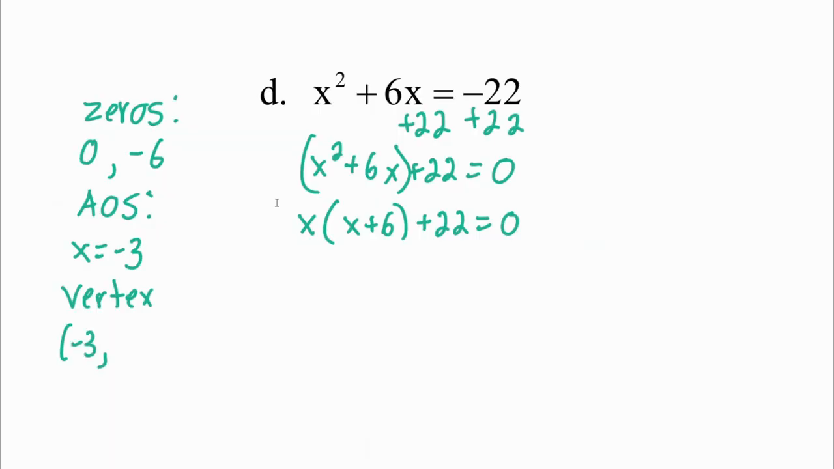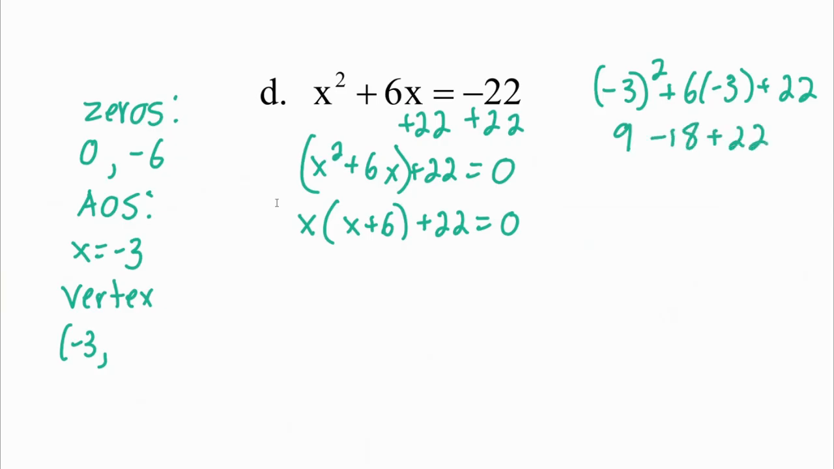we do negative 3, and then we plug that back in, right? So we do negative 3 squared plus 6 times negative 3 plus 22. So negative 3 squared is 9 minus 18 plus 22. So that should give us 13. So my vertex is negative 3, 13. And so we'd write this as, that's a shift left 3, so x plus 3 squared, and then up 13, plus 13.